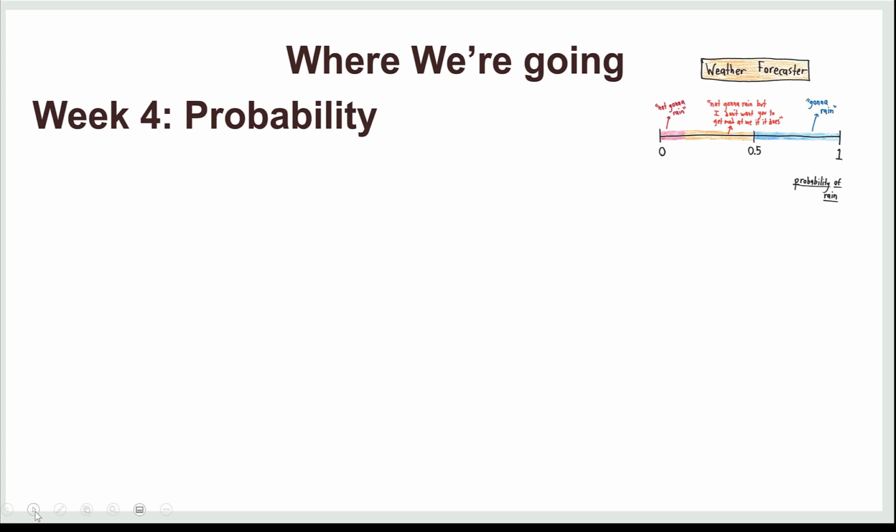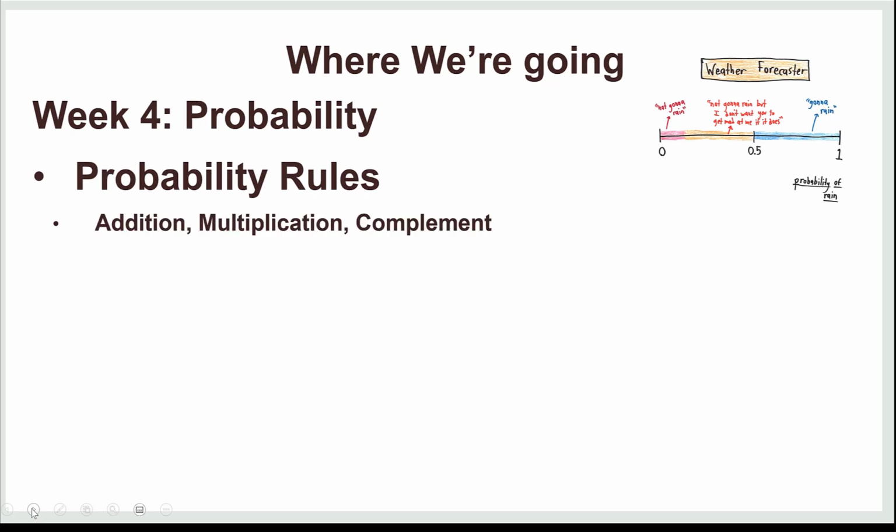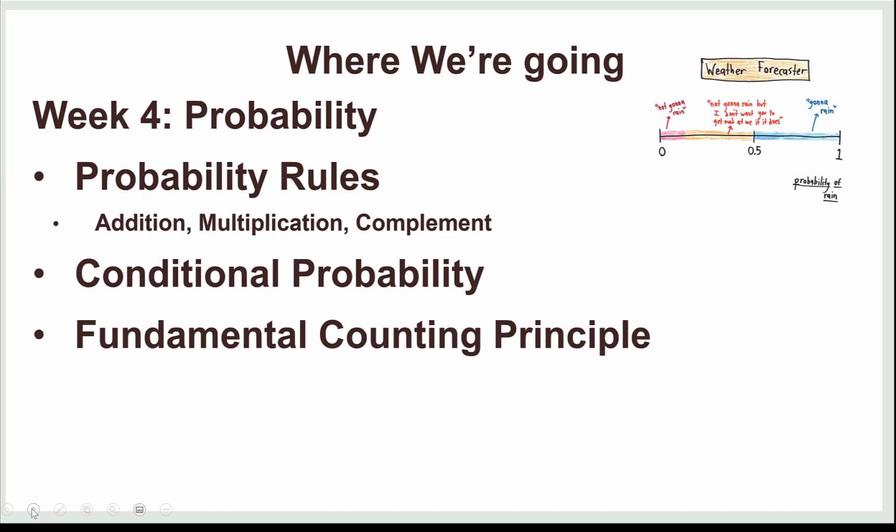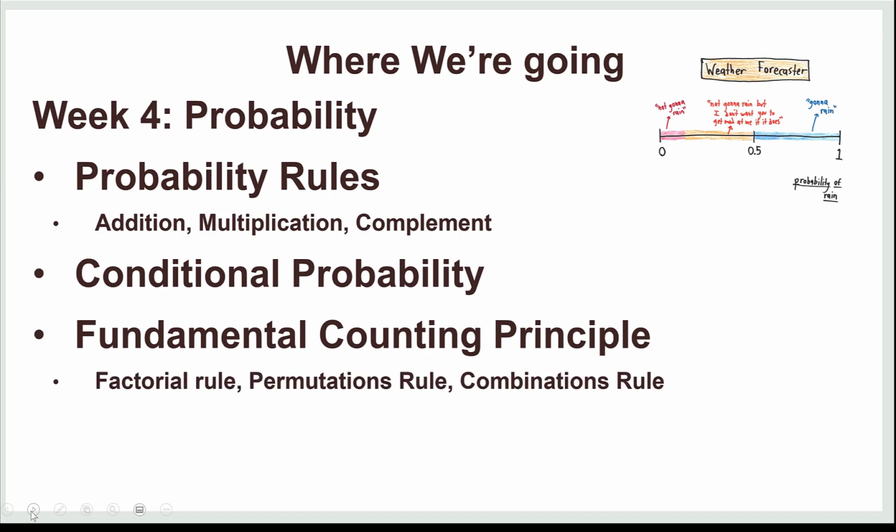So where are we going? Next week, we're going to change gears a little bit and start to learn about probability. In probability, we learn about rules for probability. There's a lot of rules: addition rule, multiplication rule, complement rule. We'll learn about conditional probability, and we'll learn about the fundamental counting principle, which includes permutations and combinations, and the factorial rule.